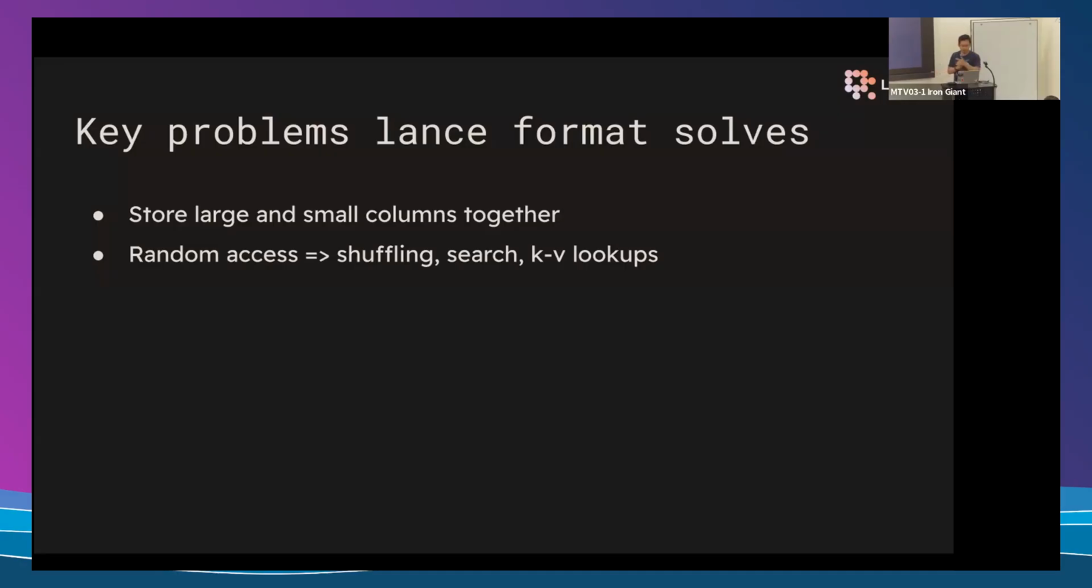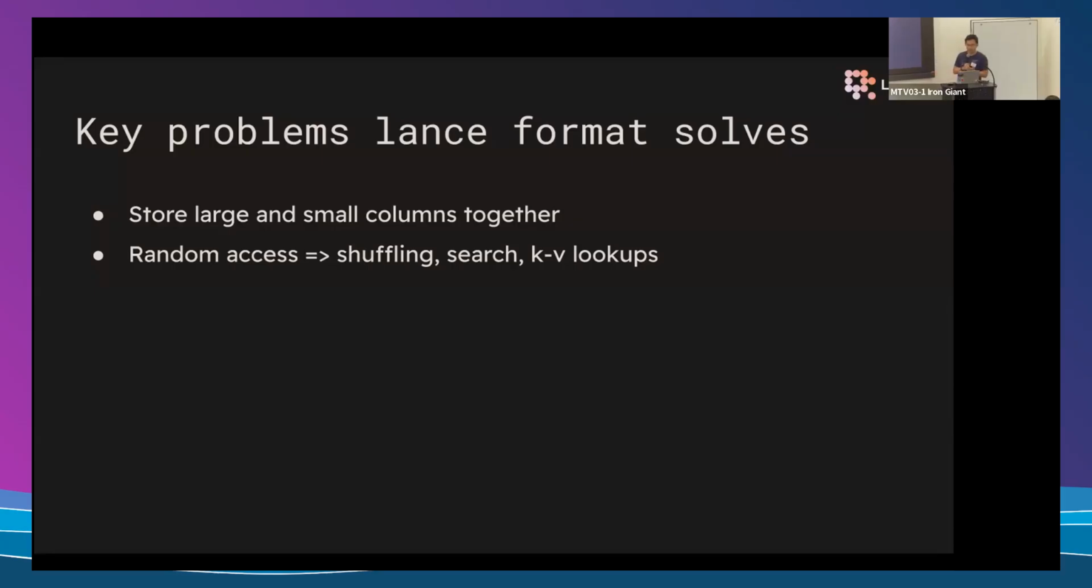And I don't have it here, but there's a recent paper that proves that global shuffling is what gives you better convergence, better model properties. But that's just not possible with Parquet because it sucks for random access. So this is one key problem that Lance solves.